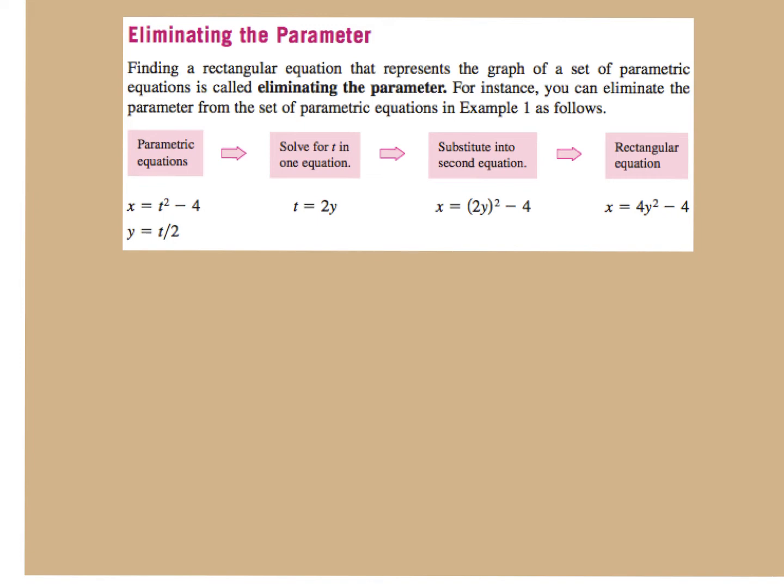Okay, so I have the same equations as I did before. I have x is equal to t squared minus 4, and I got y is equal to t over 2. So I want to eliminate the t. All right, that's called the parameter. So I have to solve for t in one of these equations. Now, which one's it easier to solve for? Y. It's easier to solve for t in the y equation. You following me? So what does t equal? T equals 2y, because I multiply by 2, right? So now I have 2y for t. So all I do is substitute in 2y in for t in the other equation.